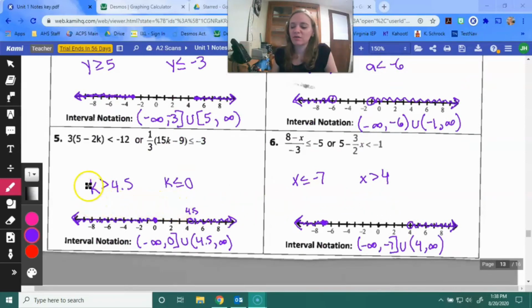Number 5, k is greater than 4.5 and k is less than or equal to 0. So solid at 0, going to the left, open at 4.5 to the right. It would be a good idea to go ahead and write 4.5 since that's not actually a mark on the graph. Bracket at 0, parenthesis at 4.5. And number 6, negative 7 and 4. You are closed at negative 7, shaded to the left, and open at 4, shaded to the right. And here's your interval notation.